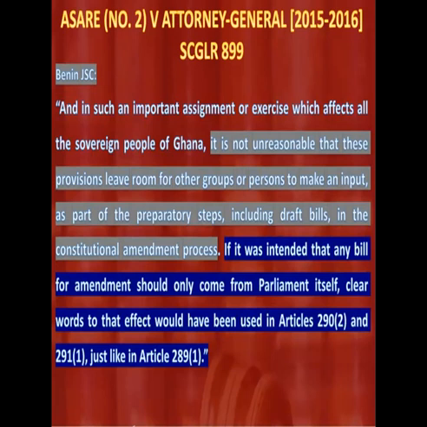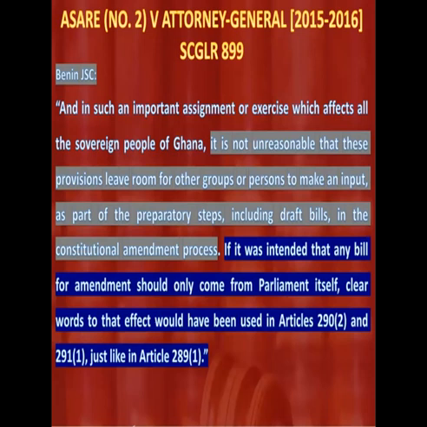So what the majority in essence is saying in Asare and Attorney General is that all that the President did in forming the Constitution Review Commission and the Implementation Committee did not take away Parliament's power to amend the Constitution by passing Acts of Parliament. And so whatever they did was not an affront to the Constitution, and the work of the Constitution Review Commission remained valid.